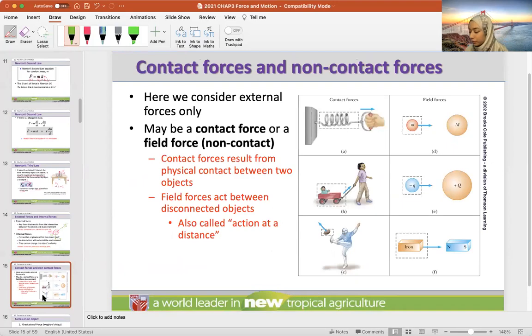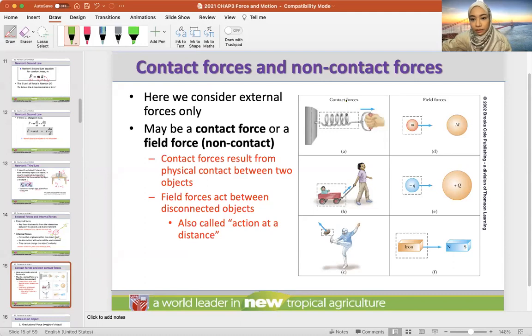For external forces, we have two categories. We have the contact forces and non-contact forces. As the name says, contact means there is touching, or no touching.